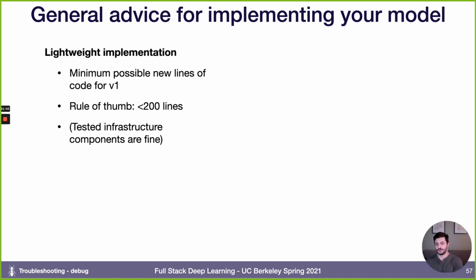And one other note here, this doesn't count tested infrastructure components. So if you have some infrastructure that you've been using for a lot of different models in your code base, then those are fine. Don't count those toward your 200 lines.